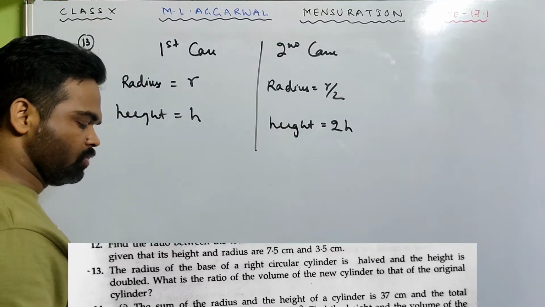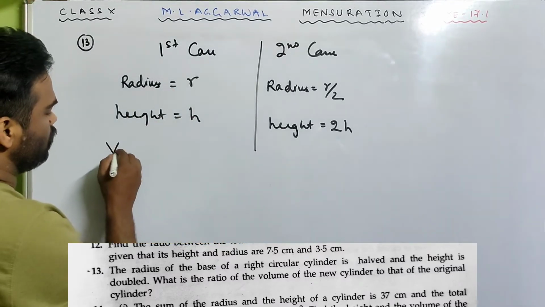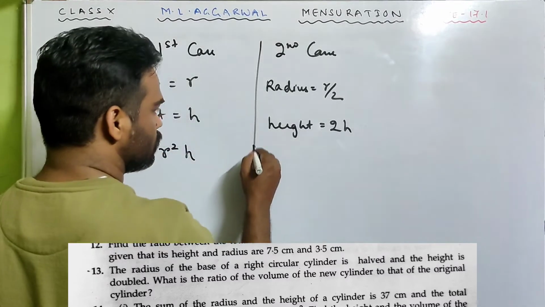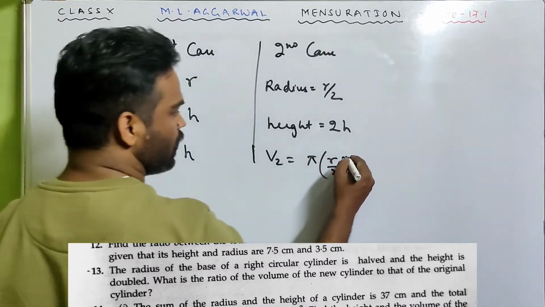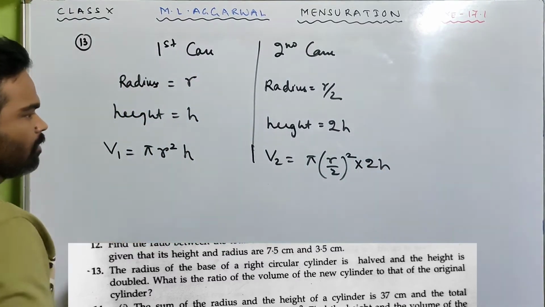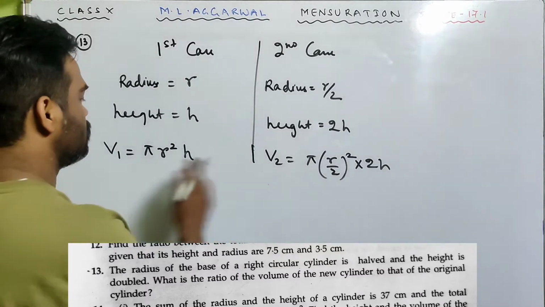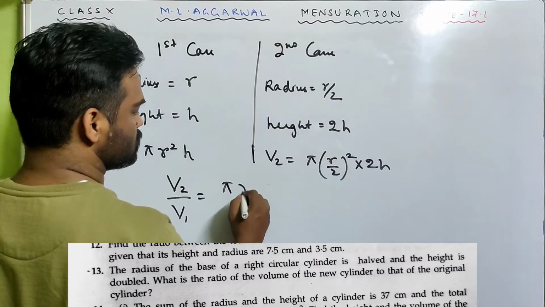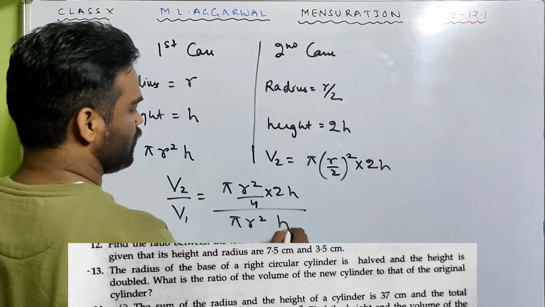What is the ratio of the volume of the new cylinder to that of the original cylinder? This is the original cylinder, okay? So volume V1 is pi r square h. Over here, V2 is pi, r is what? r by 2. The radius is r by 2, pi r square h. h is what? 2h over here. So they have asked for V2 by V1. Let me see. What is the ratio of the volume of the new cylinder to that of the original one? So V2 by V1 is pi, this is r square by 4 into 2h by pi r square h.